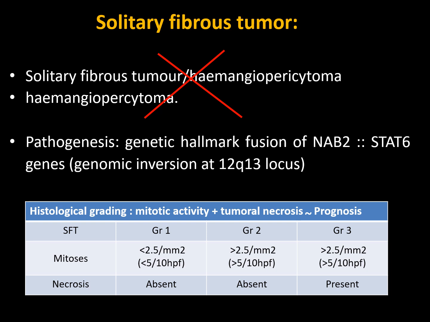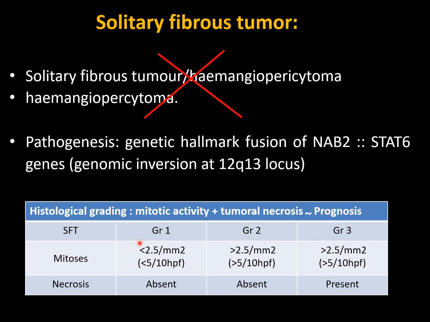The previously used terminology, SFT or hemangiopericytoma, is an obsolete term now. The pathogenesis is genetic hallmark of NAB2 and STAT6 genes due to the genomic inversion at 12q13 locus. Histologic grading is composed of mitotic activity and tumoral necrosis, which correlates well with the prognosis. Now, there are three grades, taking into consideration the mitotic activity and the necrosis.